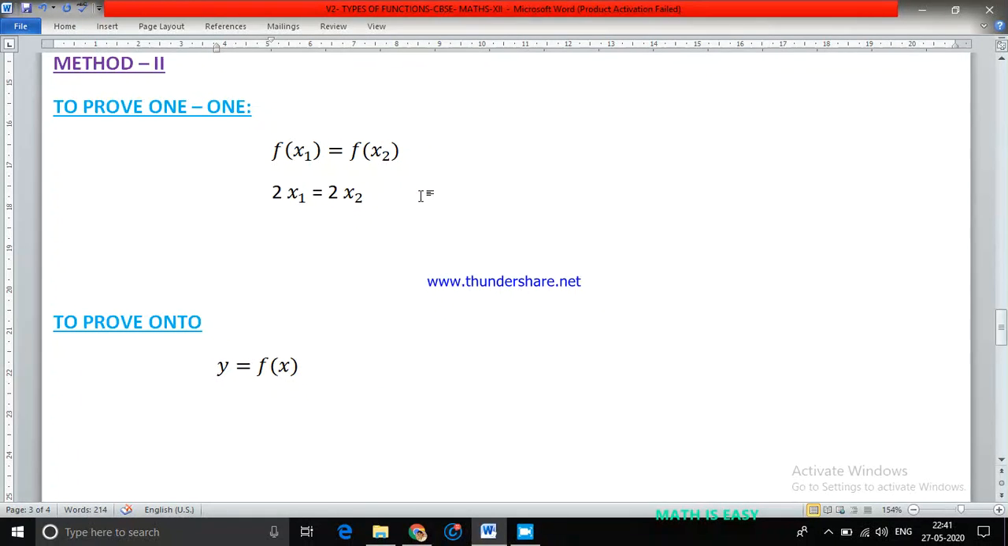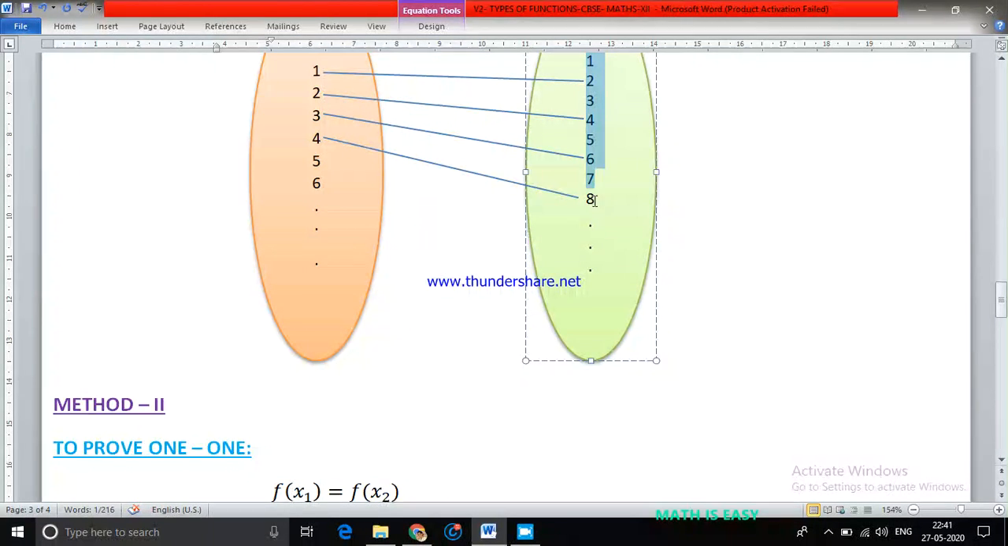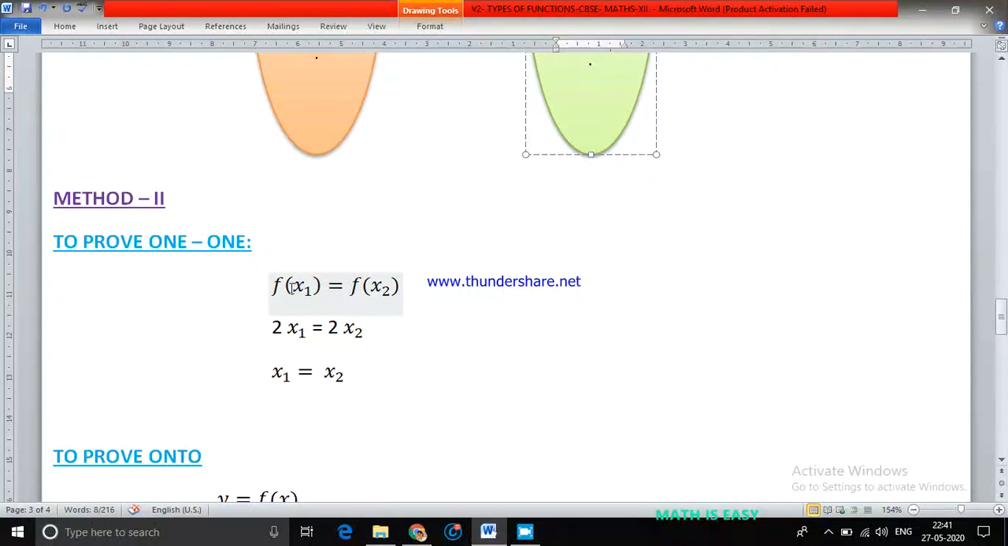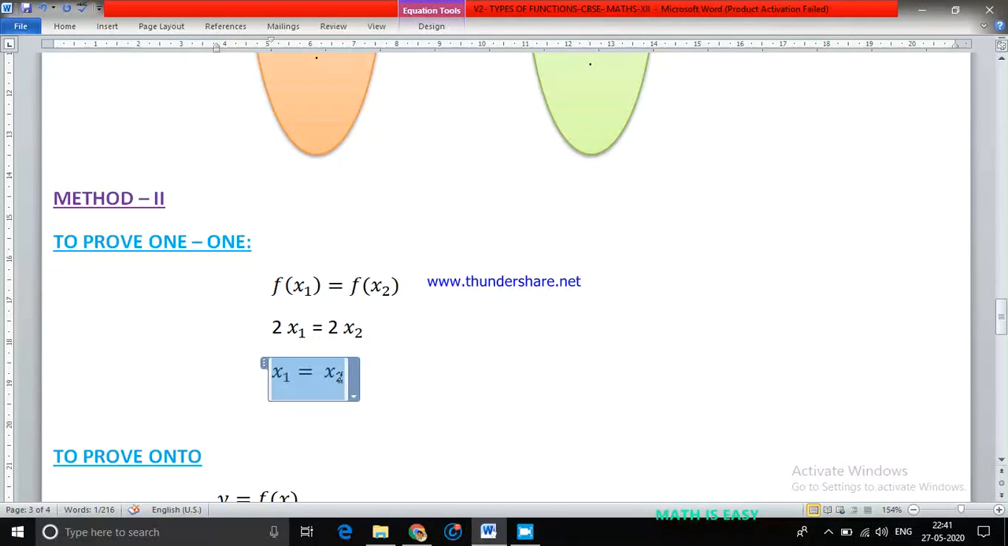Now if I cancel 2 on both sides, what do you get? You get x1 equals x2. The 2 gets cancelled, then you have x1 equals x2. So what I proved here is, if two images are equal, then the corresponding elements are also equal. If I am able to prove this, then it is a 1-1 function.